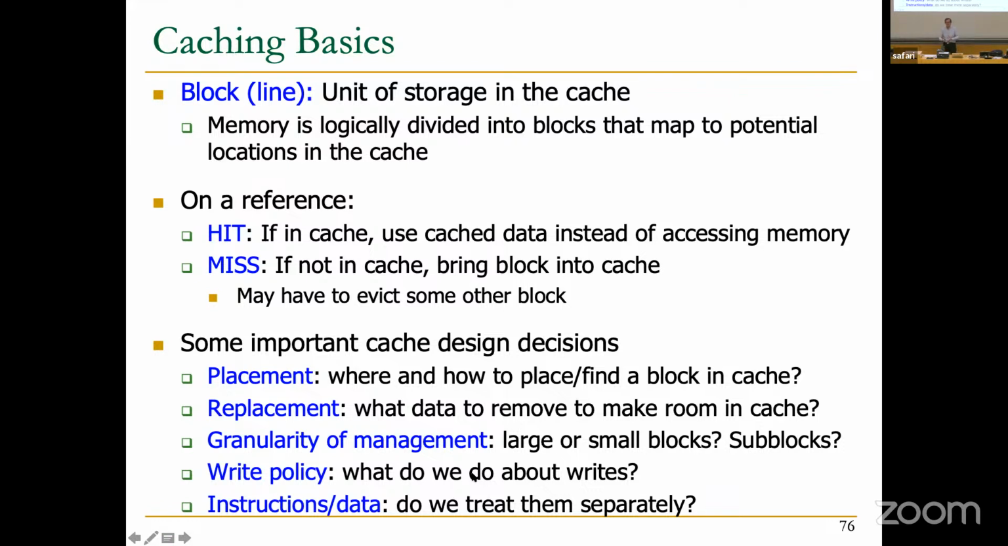Whenever you have a store, for example, or writes. Write is more general than a store because some levels of the cache hierarchy don't get exposed to the store instructions necessarily. They may actually have a block that's modified coming from an earlier level, right? That's essentially a write into the cache also. How do you deal with writes versus reads? And instructions and data, do we treat them separately?